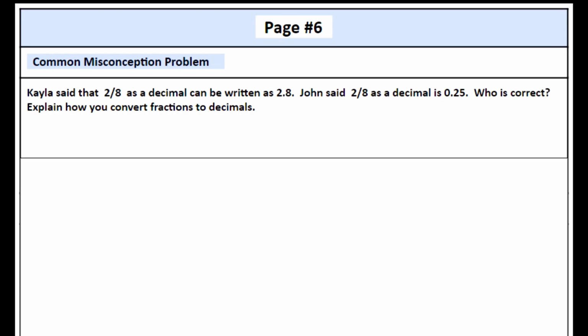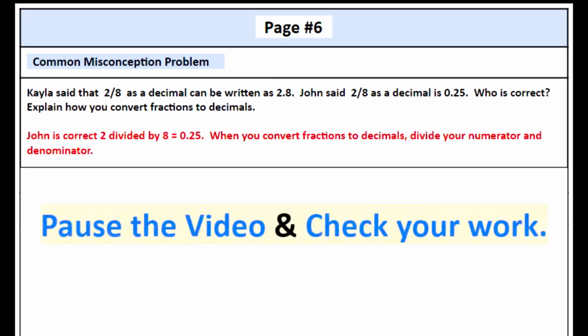All right, let's take a look at the answer here. This is a very common mistake I see from students. John is correct. 2 divided by 8 equals 0.25. When you convert fractions to decimals, divide your numerator and denominator. So go ahead and pause the video and check your work here.